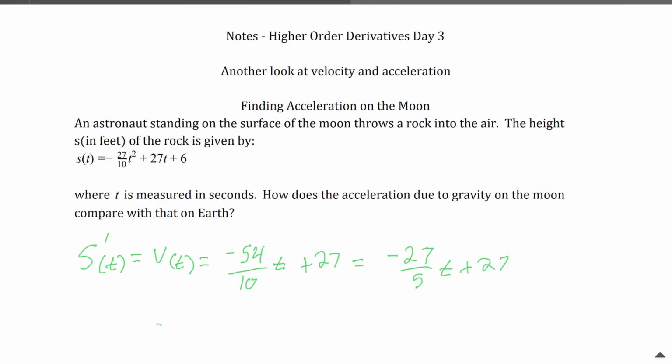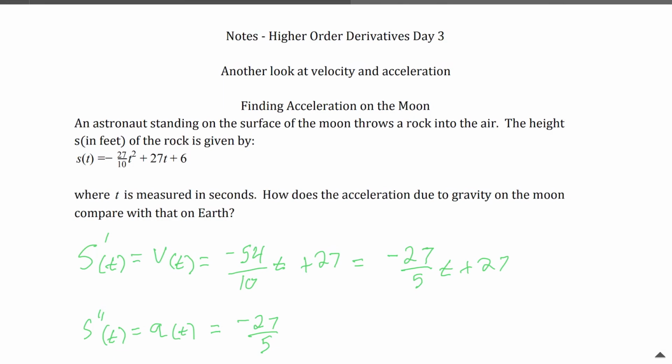Then if we want to find our acceleration function, we just take the derivative one more time, right? In this case, it's the second derivative of our original position function, or the first derivative of our velocity function, which gets us that acceleration function. And in this case, that negative 27 over 5 t just becomes negative 27 over 5. So remember, gravity is just that constant acceleration being pulled down, so it makes sense that there's no t.